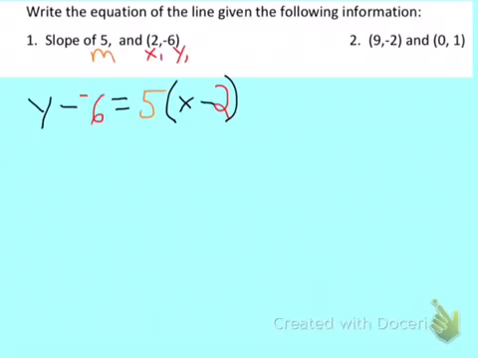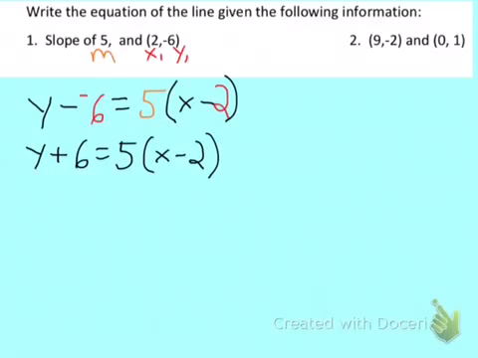All right, example number 1. We want to write the equation of the line given the following information. We have a slope of 5, and it passes through the point (2, -6). So I labeled my slope m, and my ordered pair x1, y1. Then there's the point-slope form of the equation: y minus -6, which we rewrite as y plus 6 equals 5 times the quantity x minus 2. Now that's point-slope form.